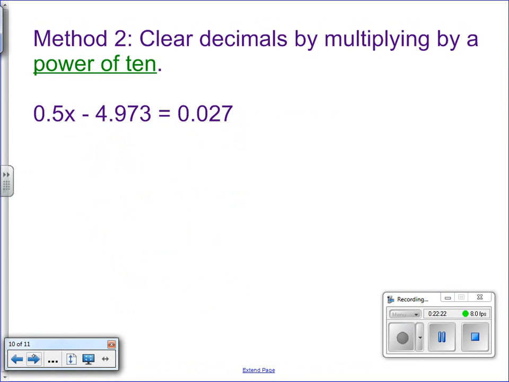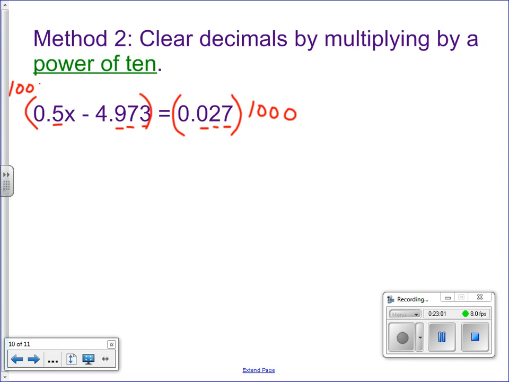Now let's use another method. We're going to do a different problem, but this time we're going to clear the decimals by multiplying by a power of 10. All right, so what you need to do is look at how many decimal places there are. There's 1 in 0.5. There's 3 decimal places in each of our other numbers. So in order to clear all the decimals, we're going to have to multiply both sides by 10 to the third power, which would be 1,000.